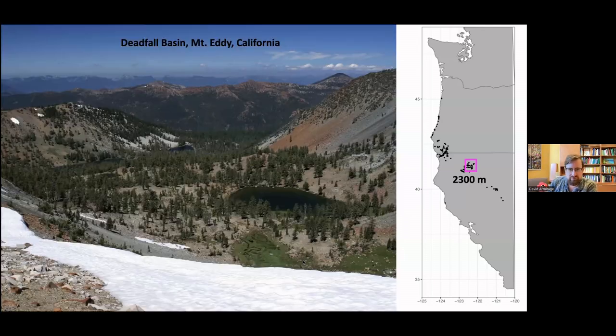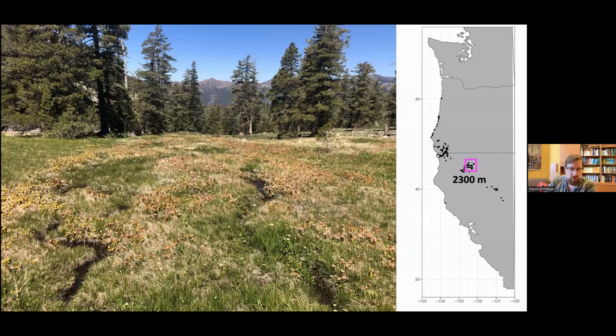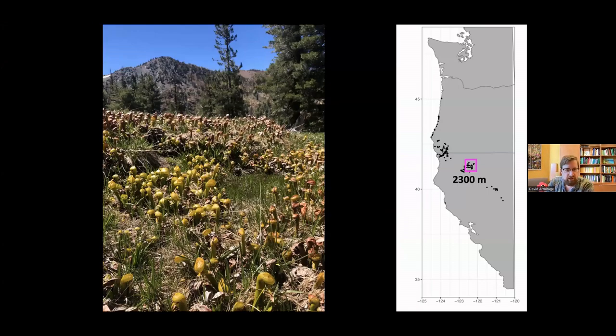I mean, you can basically just follow a continuous spring-fed seep all the way down the mountain, and it's nothing but these plants growing for kilometers. But yeah, generally quite small relative to the massive leaves that you would find up in the Siskiyou area.